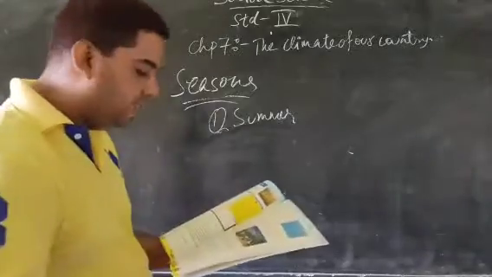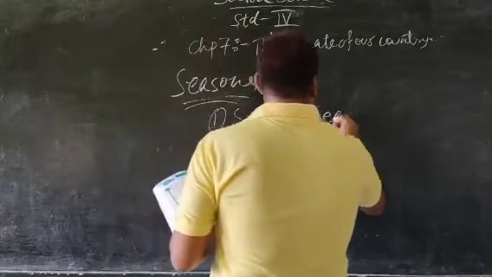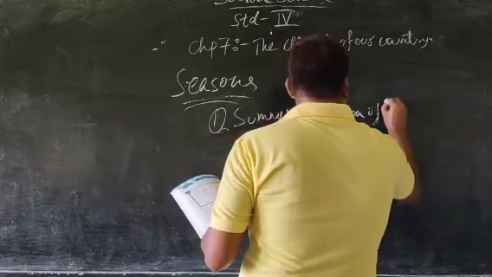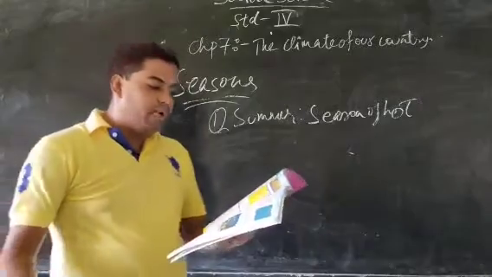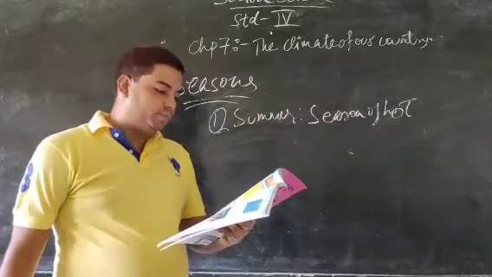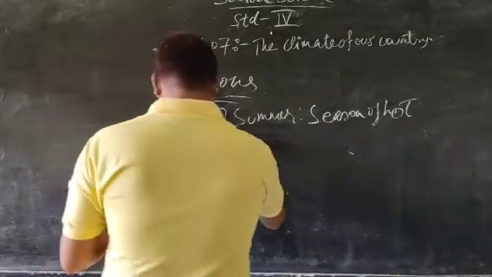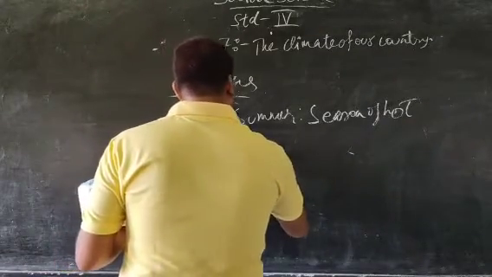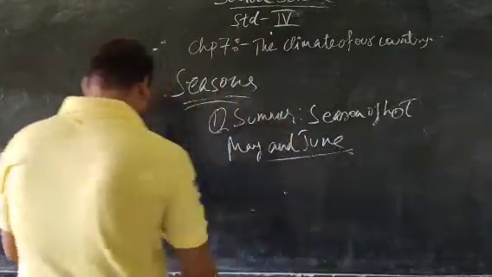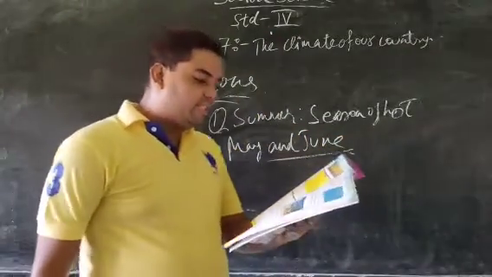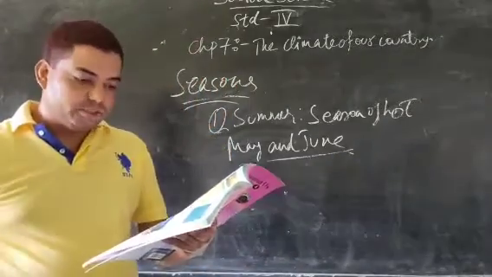This season lasts from the middle of March till the end of June. The months of May and June are the hottest months of the year. So what are May and June? They are the hottest months of the year. The season is marked by longer days and shorter nights. So in the summer season we have longer days and shorter nights.